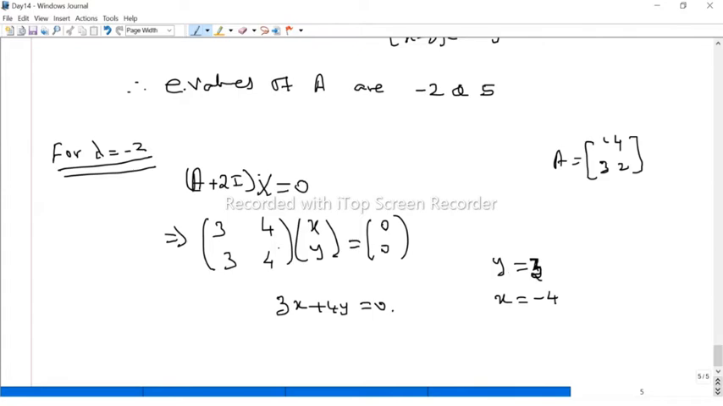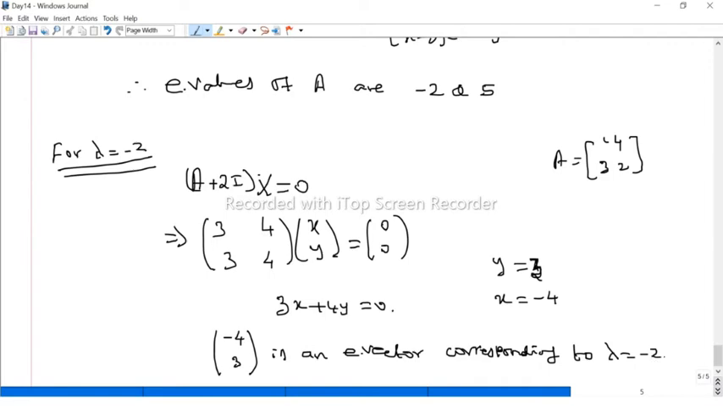Therefore, the eigenvector corresponding to the eigenvalue minus 2, one of the eigenvectors, is the vector minus 4 and 3. This is one of them, so for a single eigenvalue there are infinitely many eigenvectors. So this is one of those. Okay, so the eigenvector corresponding to lambda equal to minus 2.